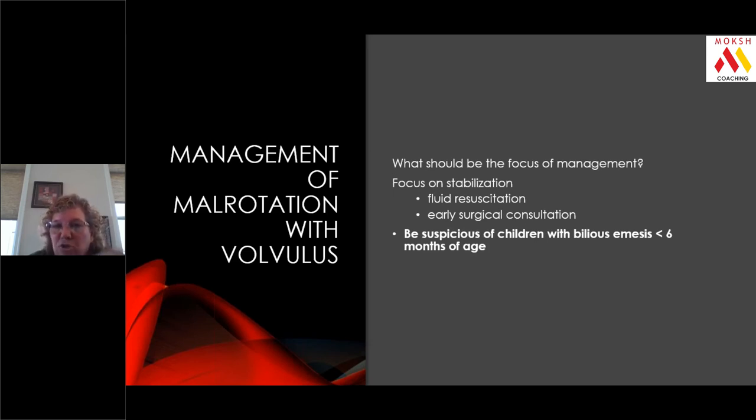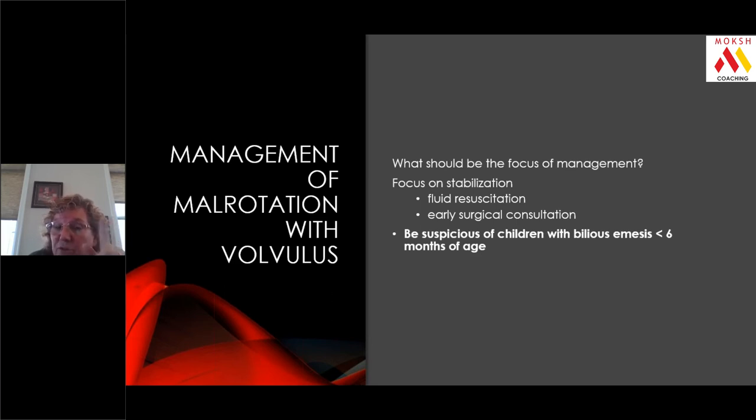Surgeons do their best to untwist things, save any gut they can save, excise dead gut, and hopefully they get there fast enough. And that's why this is a surgical emergency. The tighter it gets, the longer it goes on, the more gut you're going to lose. And so you can't afford to miss this.